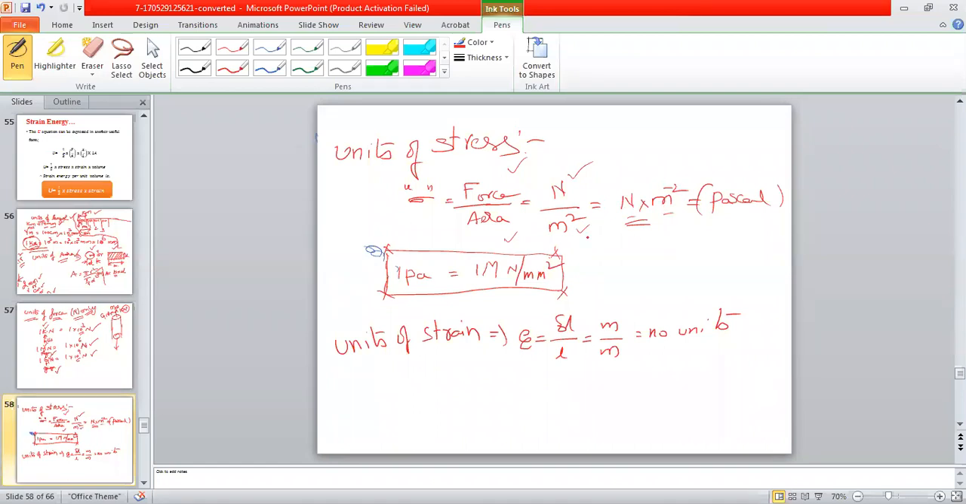That is, I am moving this upwards. That is nothing but meter to the power of -2, which is also called Pascal.